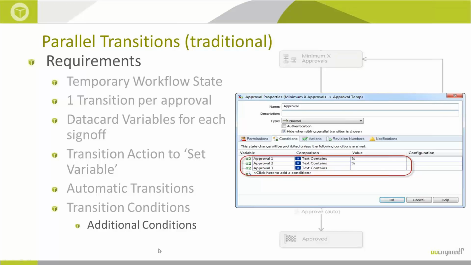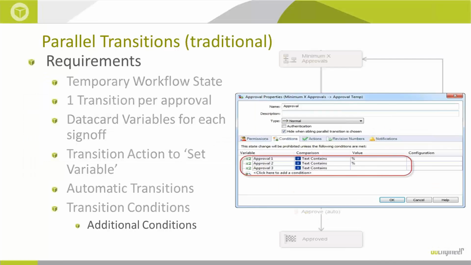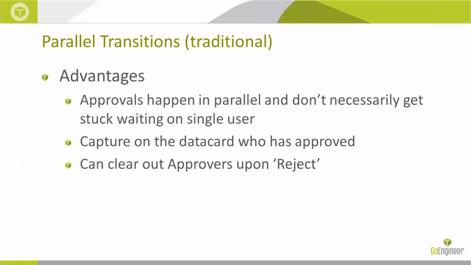So very similar structure. Again, the differences being in what it looks like to the users, and if we're going to require folks from certain departments. Right? Minimum X just means as long as I have 3 approvers, I don't care where they're from or what their particular role is.